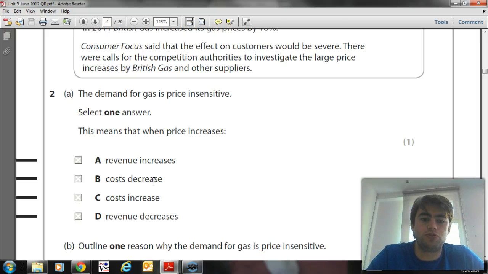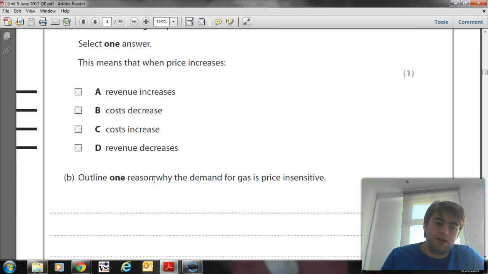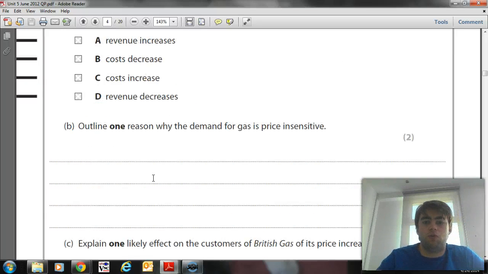Now, if you're given an option between profit and costs, you go for profit because it's more obvious, but you always go for revenue wherever cost is. And we don't know about the costs because we're not talking about the costs, we're talking about revenue, right? So revenue will increase, yeah? Now, one reason why demand for gas is price insensitive.